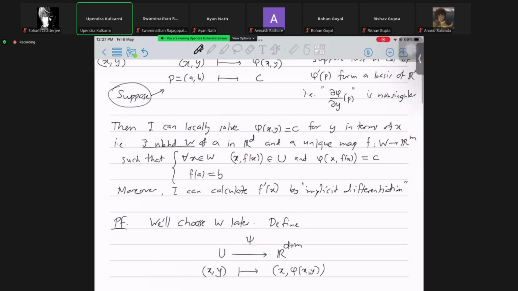Let's look at the conclusion. So there is a neighborhood W. Look at the part after I. There is a neighborhood and a unique map. Have I shown uniqueness? Okay, so maybe this is something to think about later. But I have certainly constructed a map F such that (x, f of x) is in U. Well, why is that? Because f of x was defined to be alpha of something or the other, right?